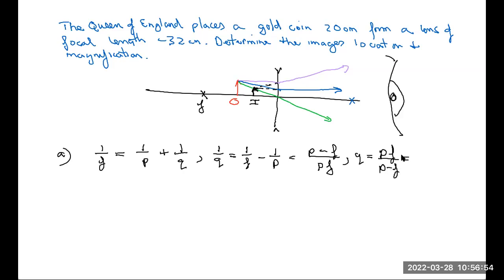Then I can just start filling in the numbers. The object position was 20 centimeters. I'm going to be naughty here and not put in the units because I'm running out of room. The focal length was 32 centimeters, minus 32 centimeters. I'm putting that in. Careful with the sign. And then in the denominator, I've got 20 centimeters minus 32 centimeters. So this is actually 52 centimeters.